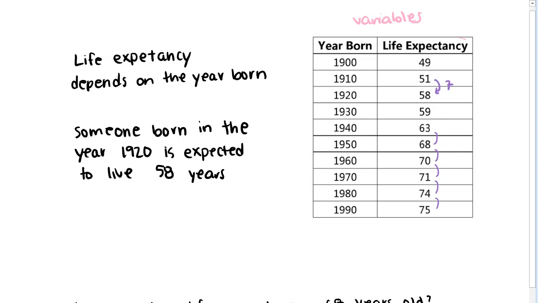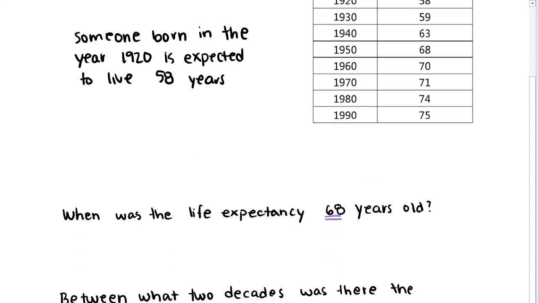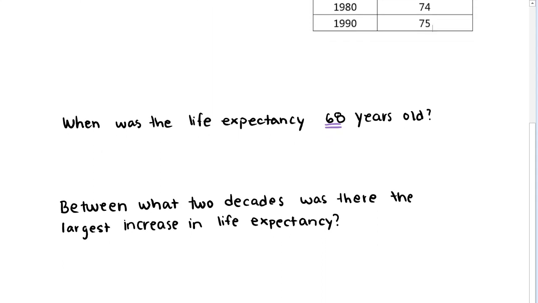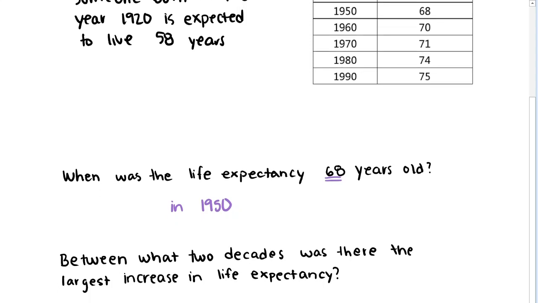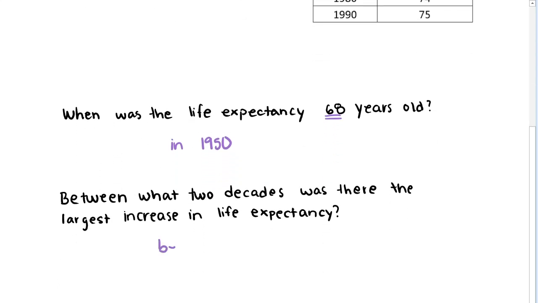So these are the 2 decades in which there's the largest increase in life expectancy. So maybe let's write out these answers. I guess we didn't write them down earlier. So here, when was the life expectancy 68 years old? That was in 1950. And then between what 2 decades was there the largest increase in life expectancy? Well, this was between 1910 and 1920.